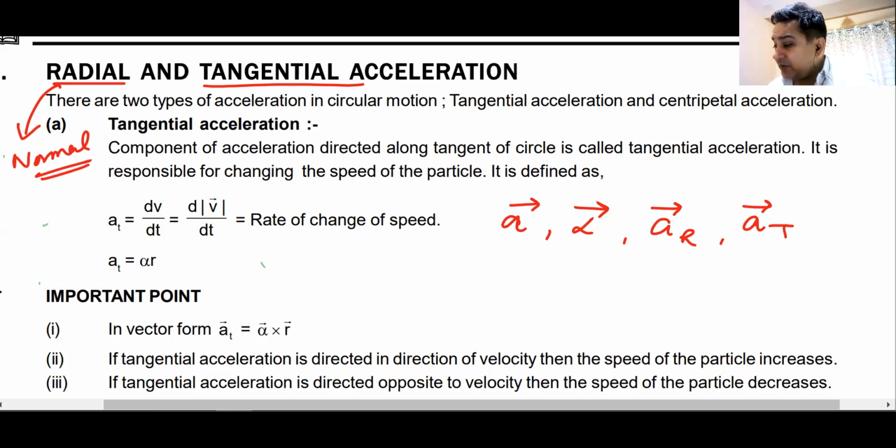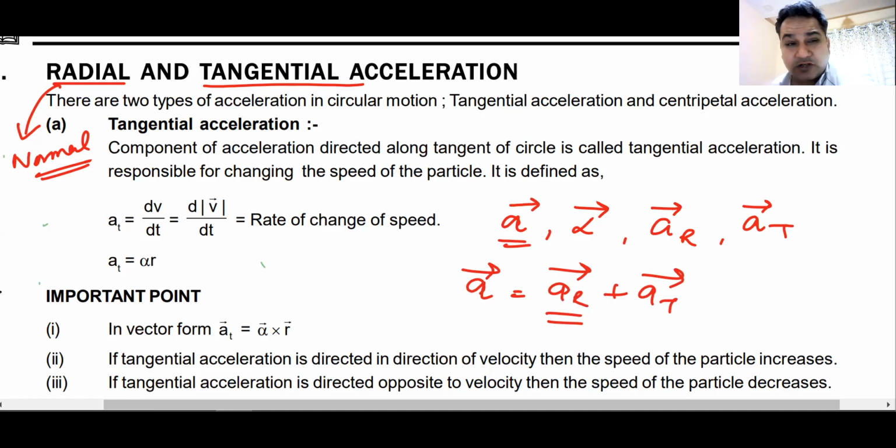The relation is very simple. This total acceleration consists of two components. It is AR plus AT. Now, what do these two do? AR, radial acceleration, is always perpendicular to velocity. This AR vector is always perpendicular to your velocity. This changes the direction of velocity.